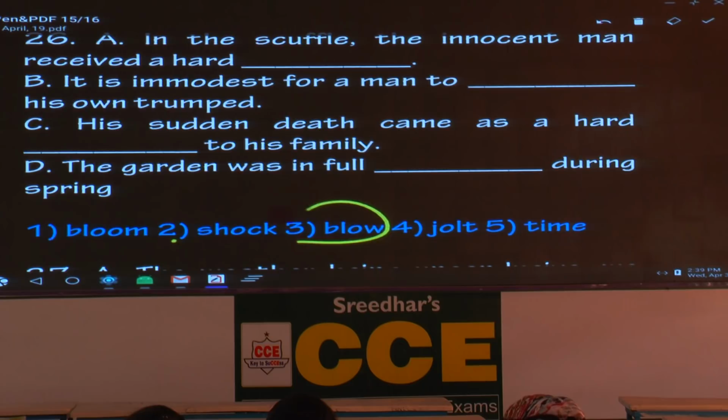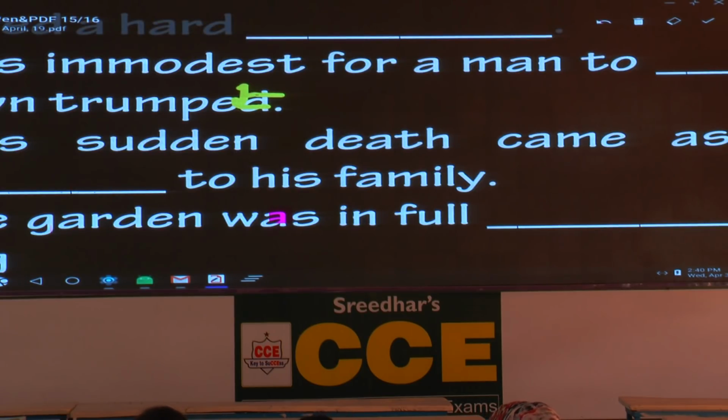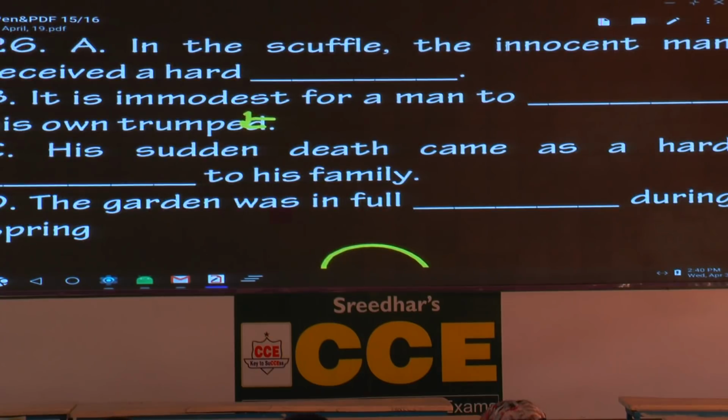Hold this one. And received a hard jolt. We don't use the word jolt. Hard time? No. Now, we'll move on to the second sentence. It is immodest for a man to blow his own trumpet. There is a spelling mistake here. Please change it to T. Trumpet.